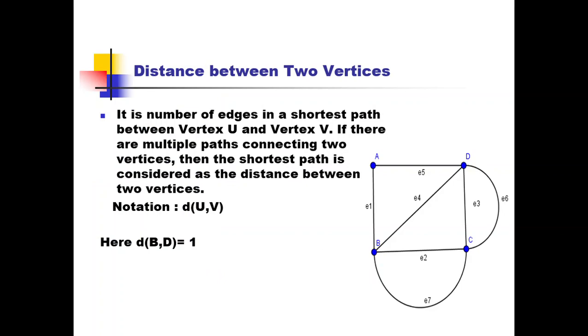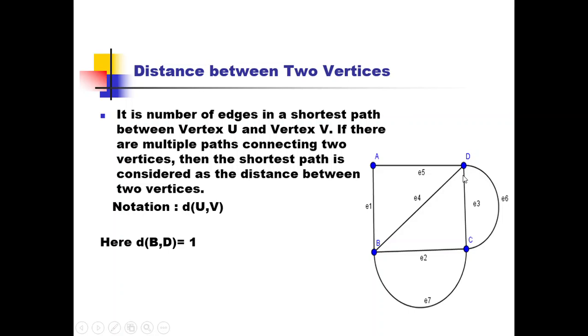Next definition is the distance between two vertices. It is the number of edges in the shortest path between the vertices U and V. If there are multiple paths connecting the vertices, then the shortest path is considered the distance between the two vertices. So we have to identify the distance between any two vertices. Let us take B and D. There are multiple paths available to reach D from B. You can consider B, E1, A, E5, D, that is one path here. B, E2, C, E3, D, that is the second path. B, E7, C, E6, D, that is the third path.